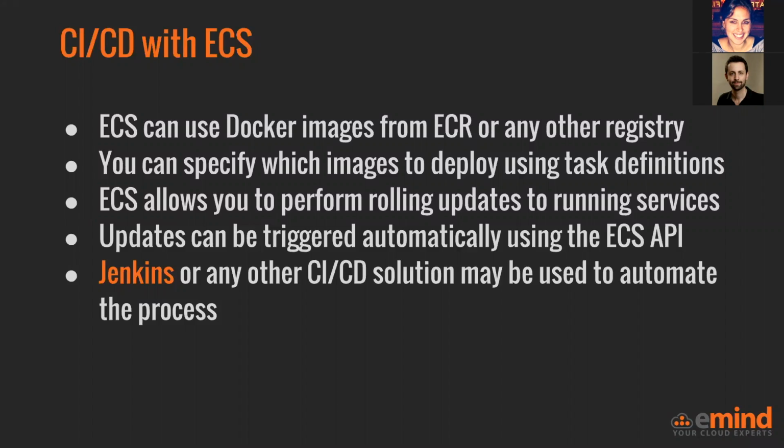ECS has built-in support for rolling updates. It can gradually replace old containers by new containers without affecting your service. Updates to your service can be easily triggered using the ECS API, which allows you to automate the process. You may use Jenkins or any other CI/CD solution to talk to ECS and automate the deployment process.